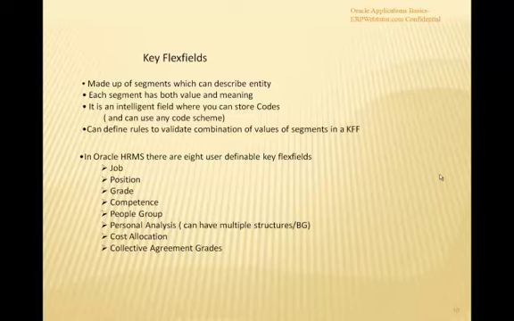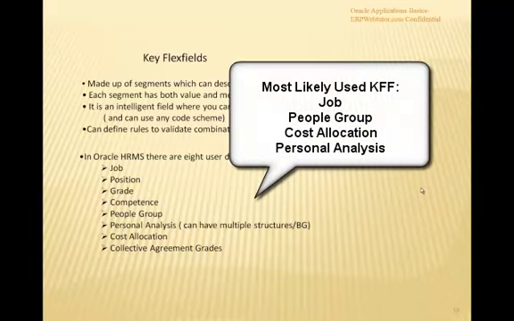In Oracle HR, there are 8 user-definable key flex fields: jobs, position, grade, competence, people group, personal analysis, cost allocation, collective grade, and agreement grades. Out of these, I would say in every installation of Oracle HR, you're going to use job, people group, and cost allocation.